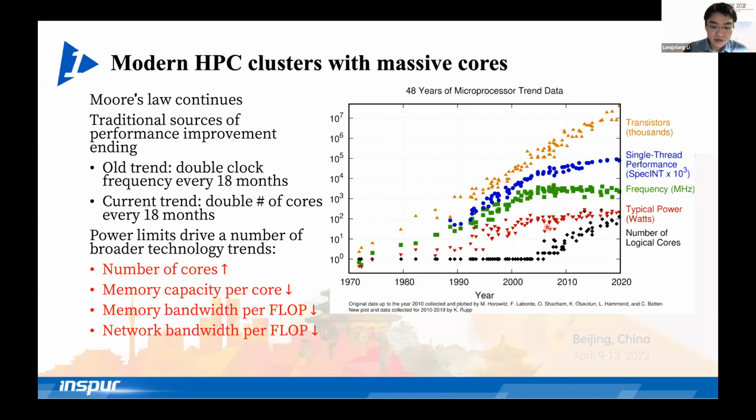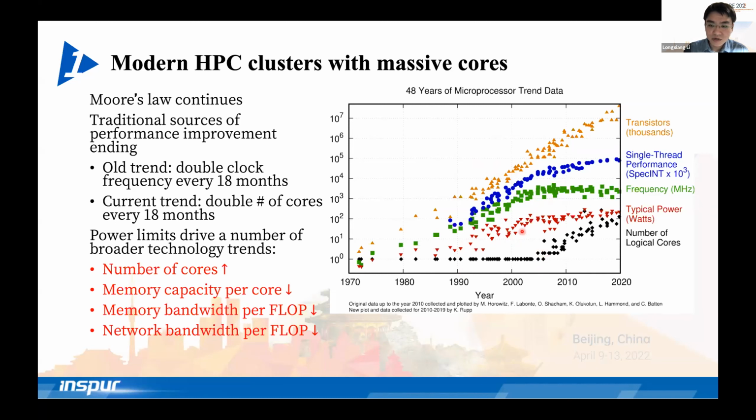Performance is doubled. In the figure, we can see that the number of transistors, shown as the original triangles, indeed keeps increasing during the past 48 years. At the time before 2005, as most CPUs were composed of a single core, with the number of transistors increasing, the performance of a single thread was increasing too.